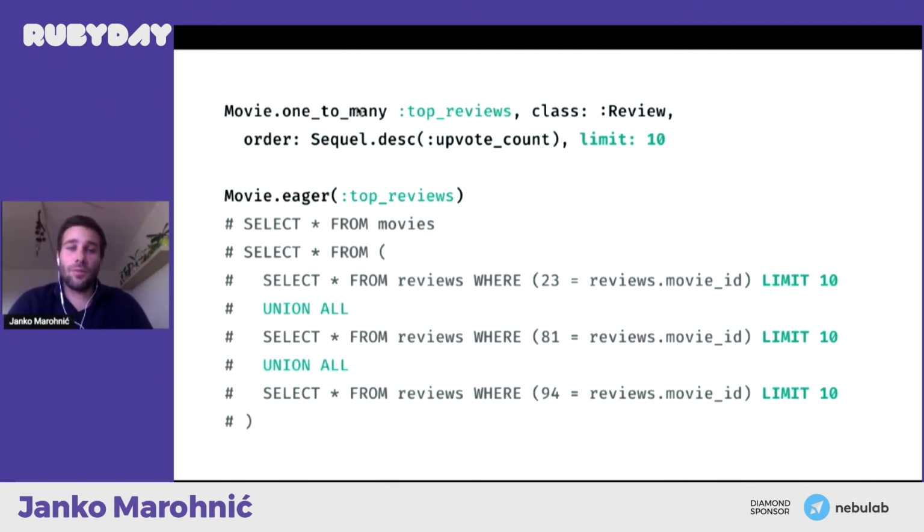SQL eager loading also supports limited associations, which is actually something that's not trivial to implement. You would typically think, okay, we just apply the limit to a dataset, but that doesn't work. SQL provides multiple different approaches to doing this, but the default one is to use the union all approach. And we can see the SQL generated here.